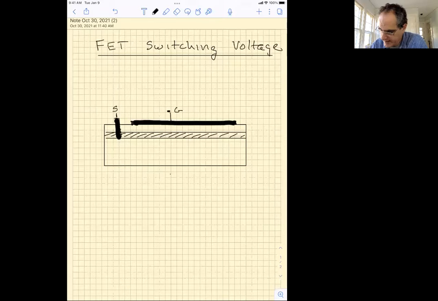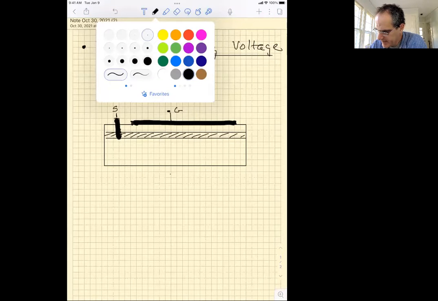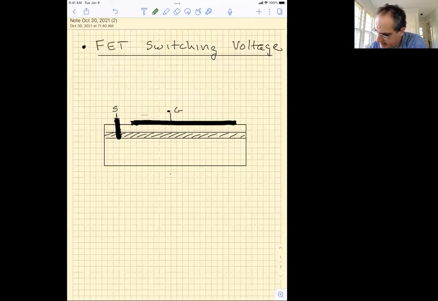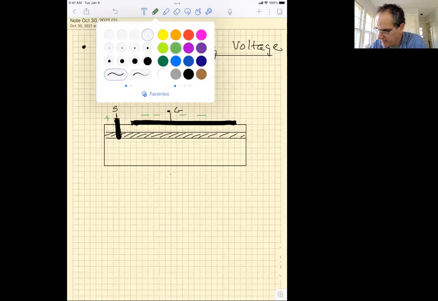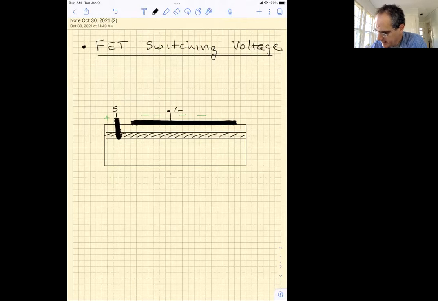So here's the idea. We're going to try to estimate the switching voltage for an FET. And remember, we switch the FET by applying a negative voltage to the gate relative to the source and drain. In my drawing here, I've just drawn the channel and the gate and the source connector, but I haven't drawn the drain because I don't need it for this problem, okay?